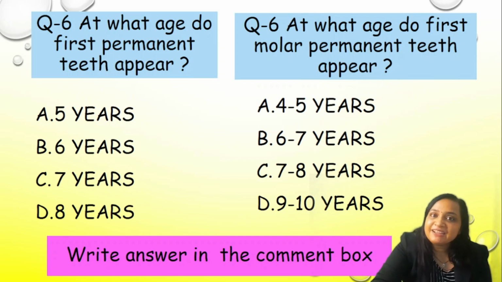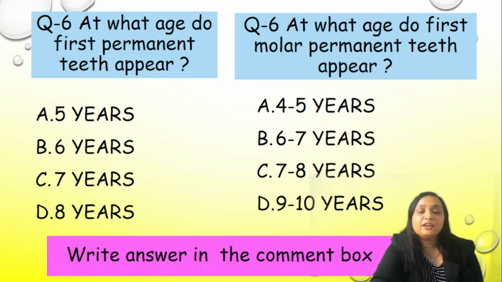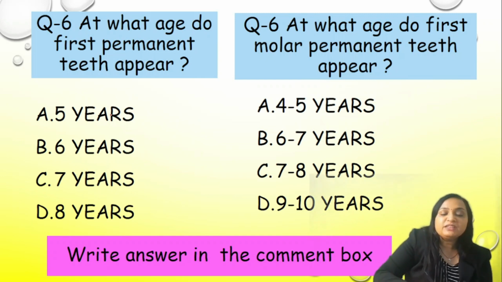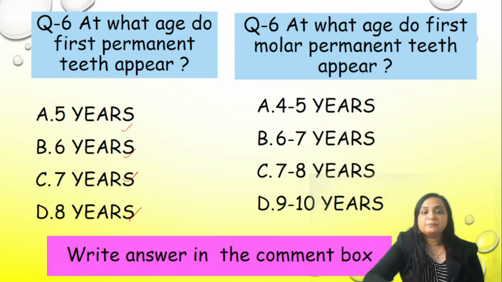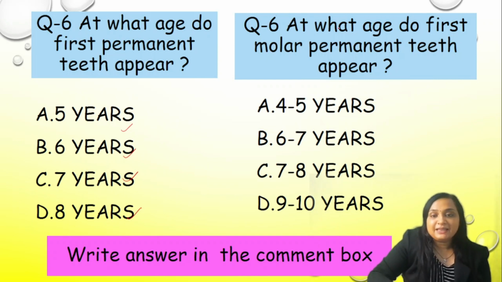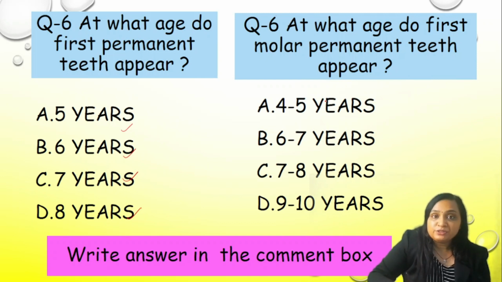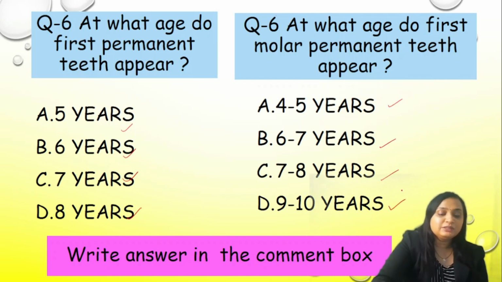So now let's have trivia time again. Question number 6. At what age do the permanent teeth appear? So we need to know at which age the permanent dentition starts. The options are A 5 years, B 6 years, C 7 years, or D 8 years. Question number 7. At what age does the first permanent molar appear? Options are A 4 to 5 years, B 6 to 7 years, C 7 to 8 years, or D 9 to 10 years.